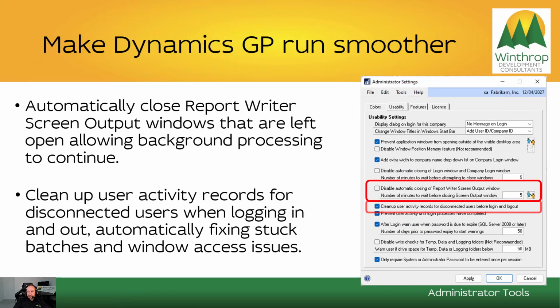Other things that can make Dynamics run smoother, for example, are closing the report writer window automatically, which does mean that background processes will not get held up by a report writer window being left open. It also has the option to clean up activity records for stranded or disconnected users, and will fix all the activity records for them.